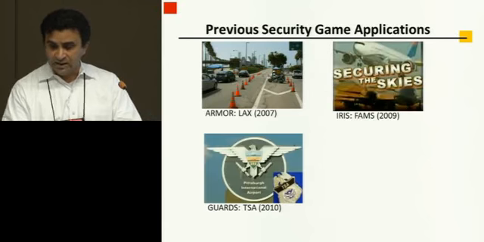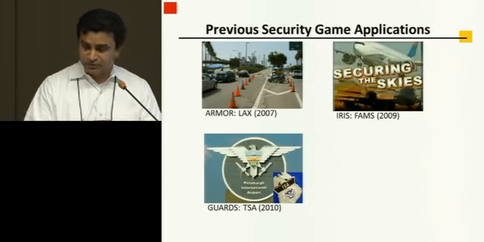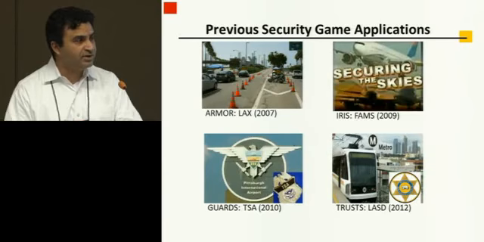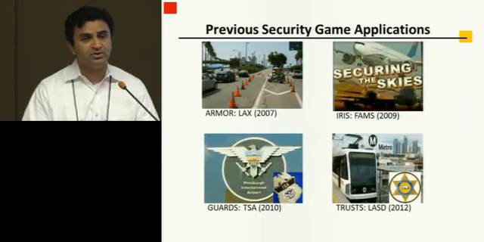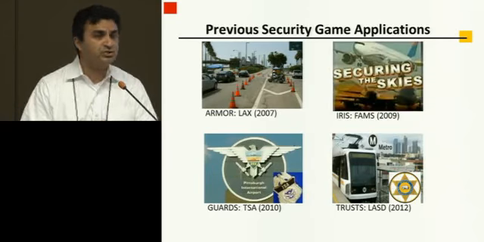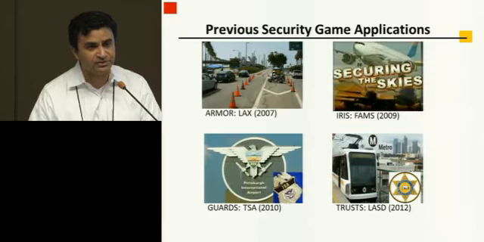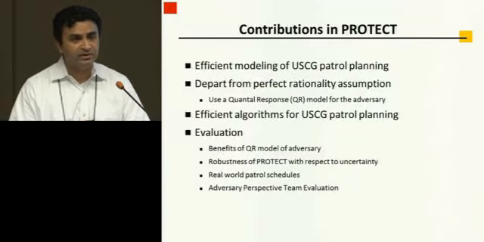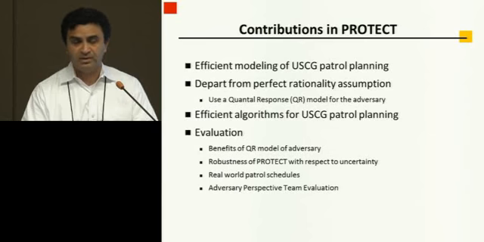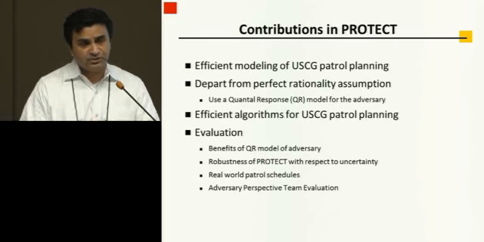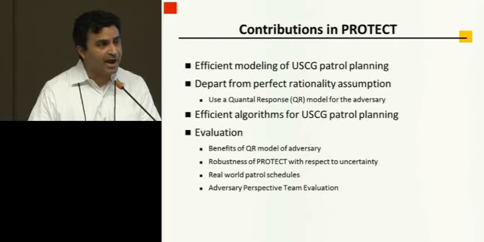While Armor and IRIS have been in operation, Guards for the TSA and Trust for the Los Angeles Sheriff's Department are in evaluation mode. With Guards, we are looking at protecting the airport with randomized security operations. With Trust, it is looking for ticketless travelers on trains in Los Angeles. Protect follows these applications, but there are significant new contributions in Protect. The first is efficient modeling of the patrol planning problem. Second is a departure from the perfect rationality assumption on part of the adversary that's embedded in all of previous work.